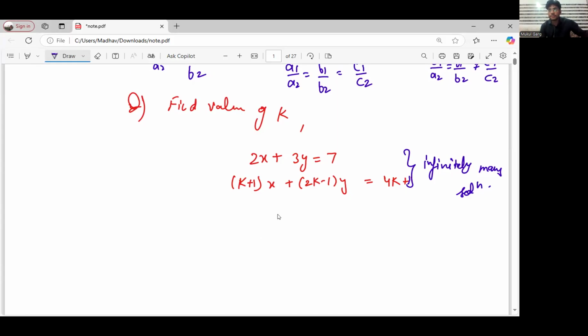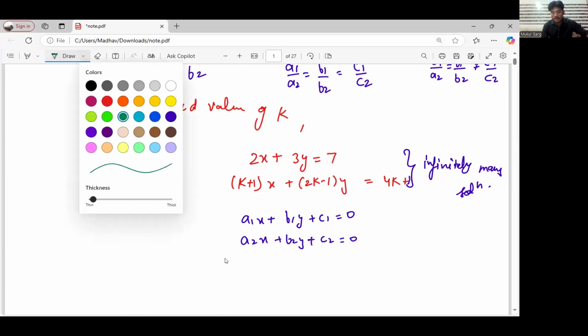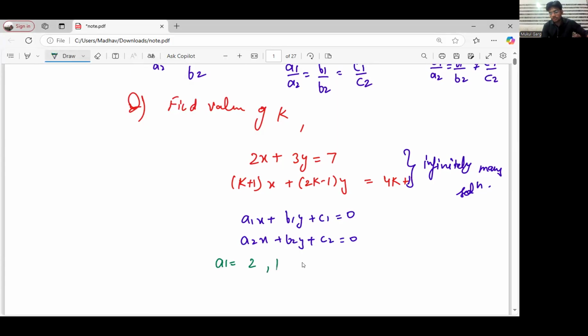If we compare it with the standard form, we all know the standard form is a1x plus b1y plus c1 equals 0, a2x plus b2y plus c2 equals 0. So now you will see a1 equals 2, b1 equals 3. If you are comparing with the standard form, how do you convert this equation into the standard form? We want to make the right hand side 0. Take 7 to the other side, it becomes minus 7. So b1 we got 3 and c1 will be minus 7.